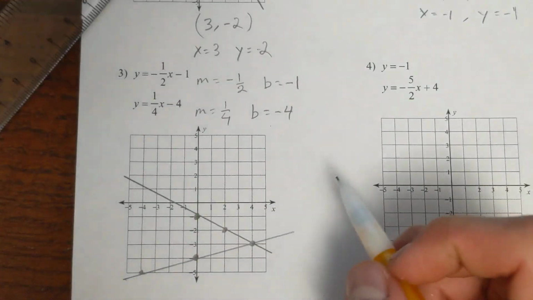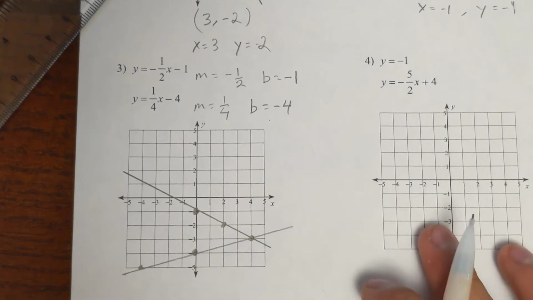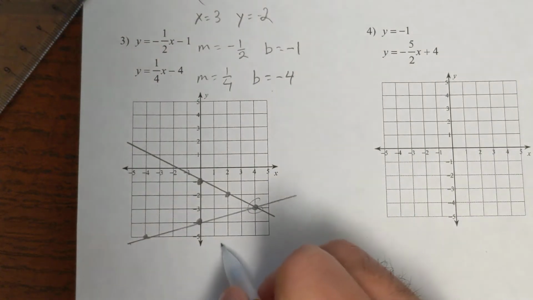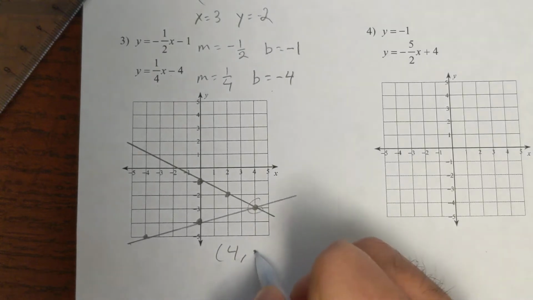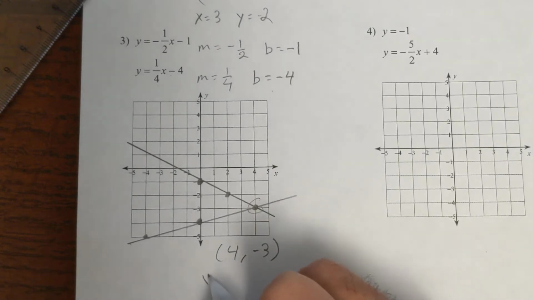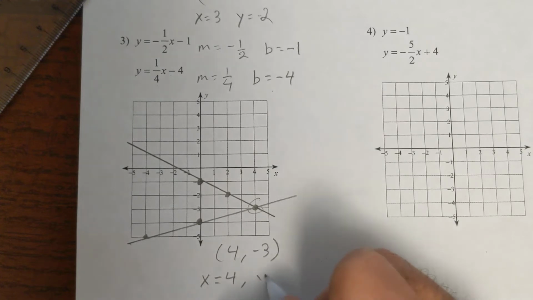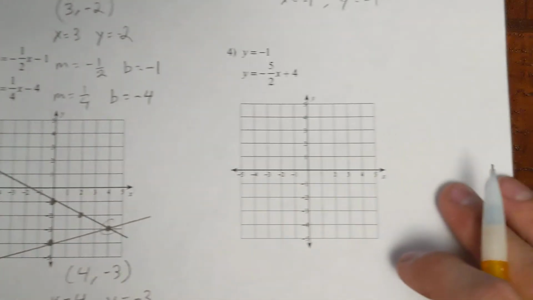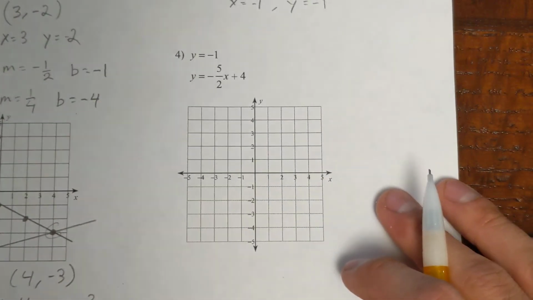And then I can see my point of intersection is my solution, and they intersect here, so that is 4 comma negative 3, or you can write x is equal to 4, y is equal to negative 3. All right, move on to 4. This one's a little bit tricky.